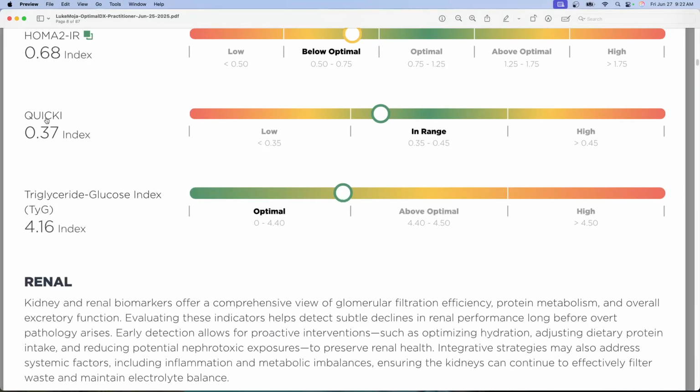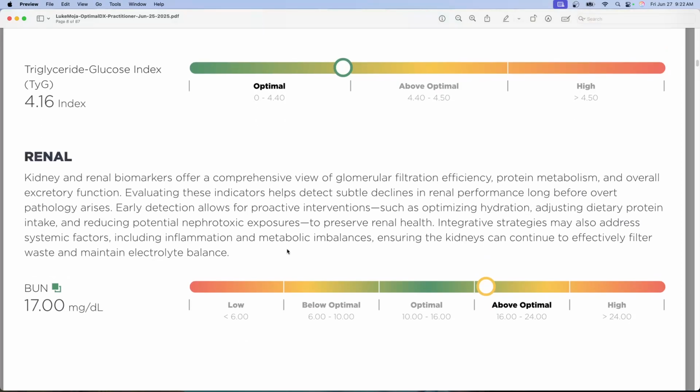These are some other estimations. This is a marker for insulin resistance, one of their other percentages that they run. See, I'm in a good range there. Triglyceride glucose index is another one that they run, based on my fasting glucose and my triglyceride numbers. Again, right there in the optimal range, so not worried about that. So that's good. Let's look at the kidney numbers here.